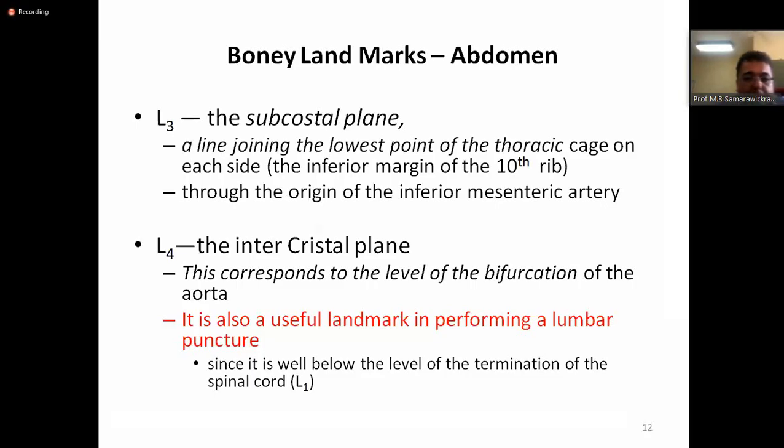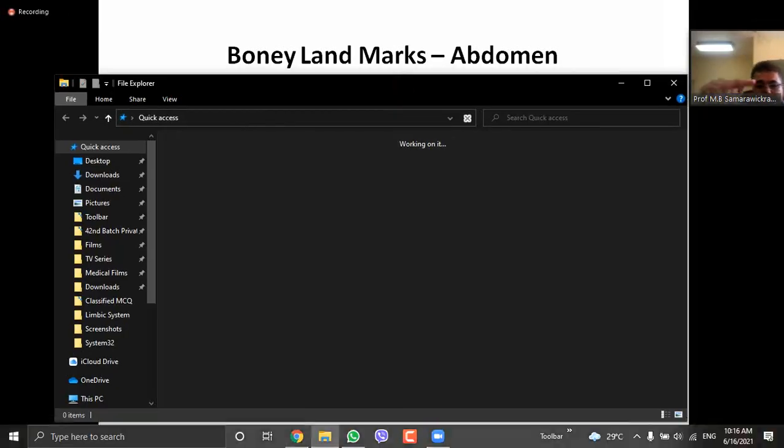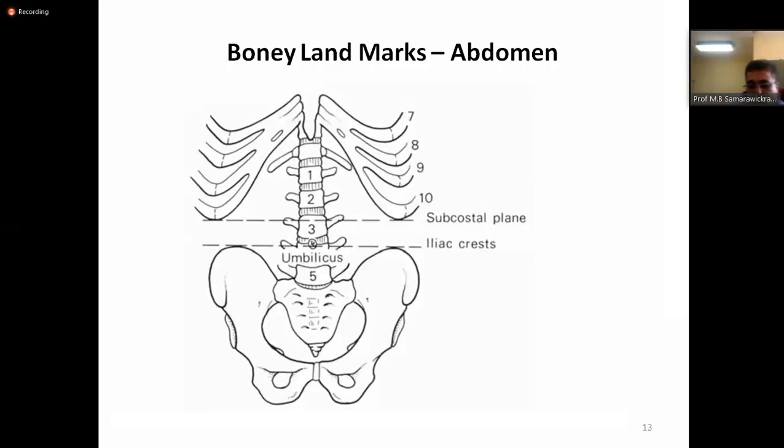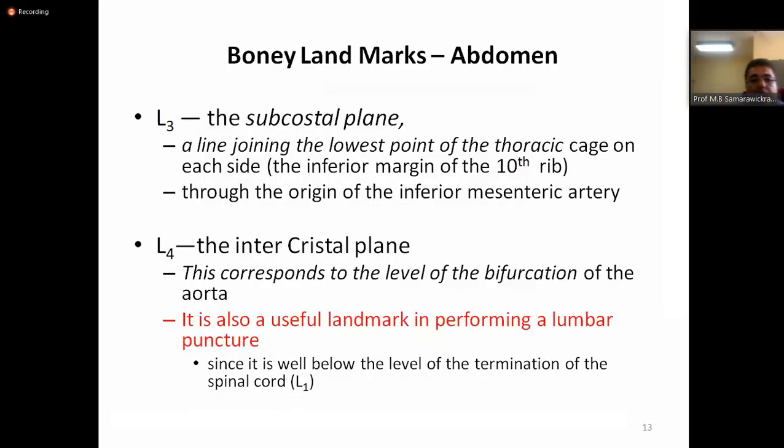What are the important things that happen at the L1 level? Right. The subcostal plane is the line joining the lowest point of the thoracic cage, that is the inferior margin of the 10th rib, through the origin of the inferior mesenteric artery. Right. The intercristal plane is the imaginary plane that passes at the crest of the iliac crest. So it is also a useful landmark in performing lumbar puncture because it demarcates the level of L4.